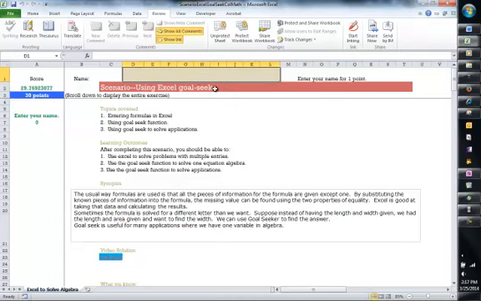This is the goal seek scenario. Make sure you put your name into the top.